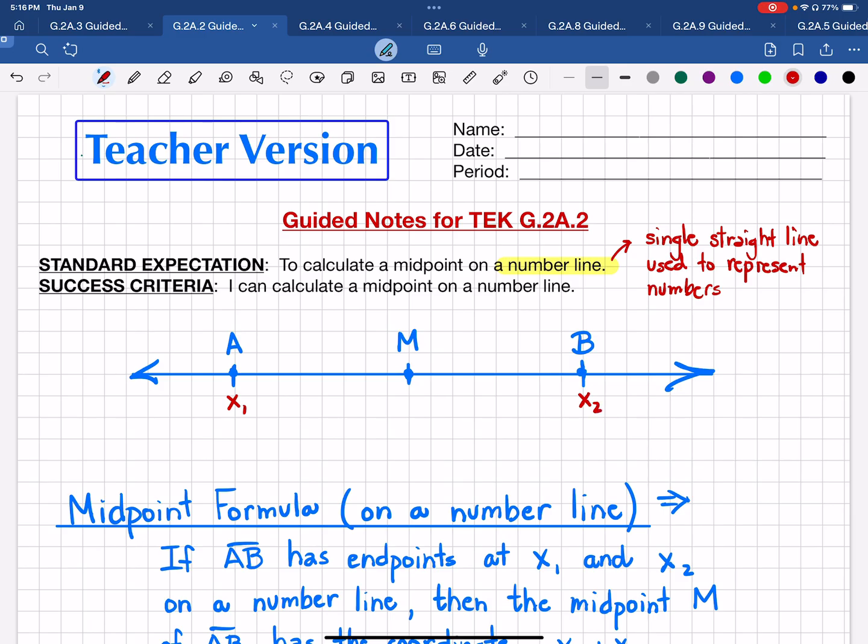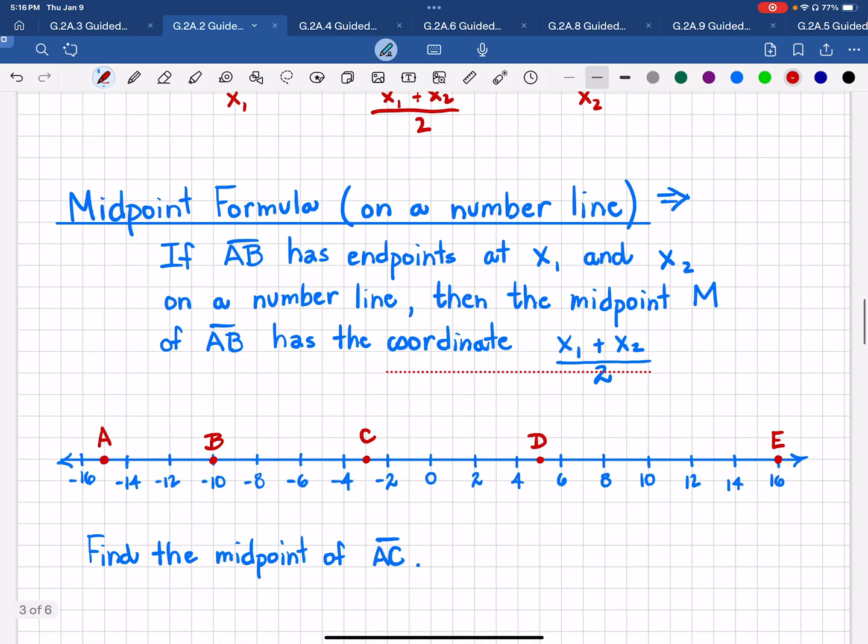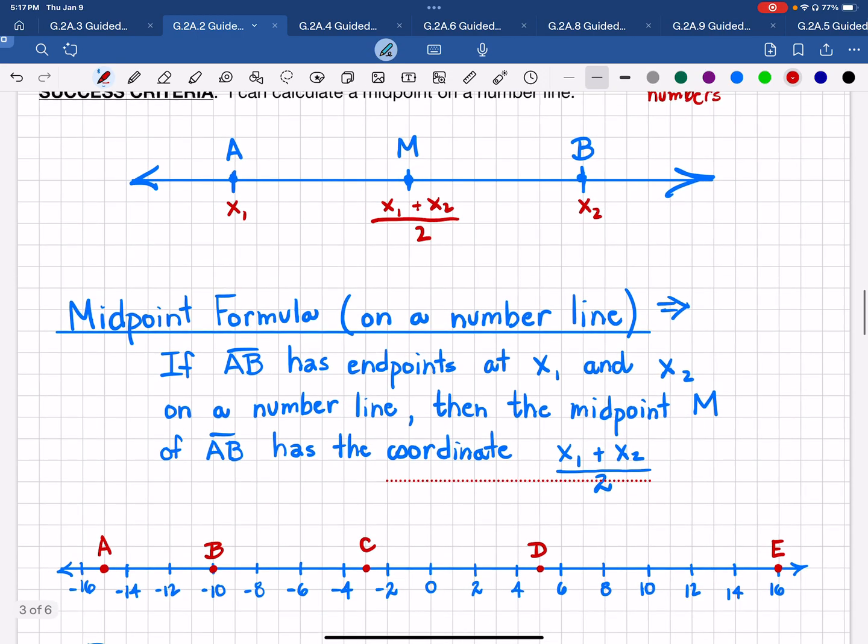Now, to get the midpoint, the formula is this. You're going to take x1, add it to x2, and then divide all of that by 2. This little formula is called the midpoint formula, but it's only used when you have numbers on a number line. So we're going to look at that same number line, and I'm going to read it. It says, if AB has endpoints at x1 and x2, then the midpoint M is going to be equal to x1 plus x2 divided by 2. This is the coordinate for the midpoint.